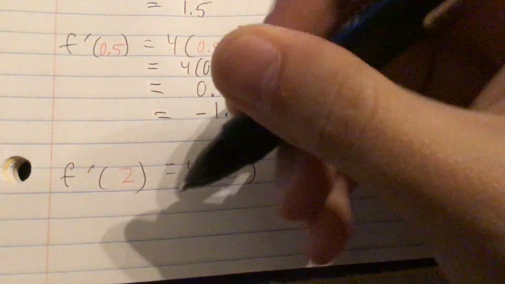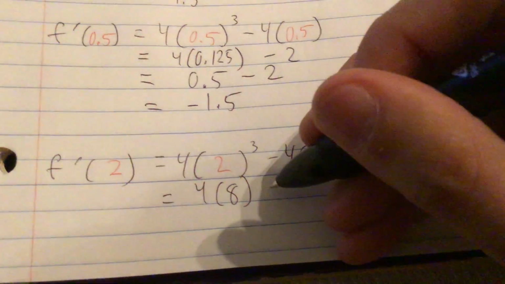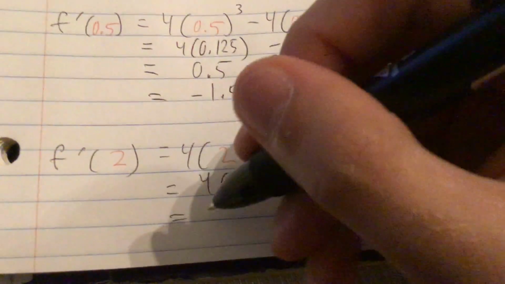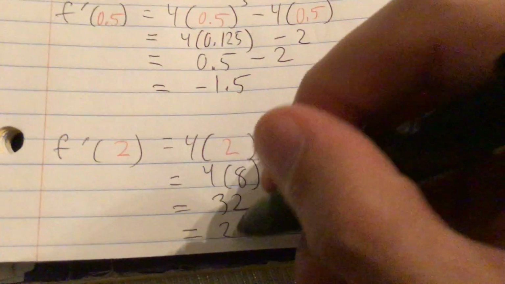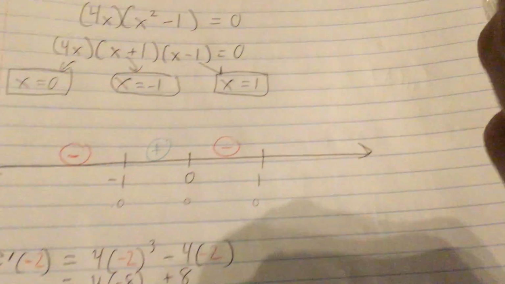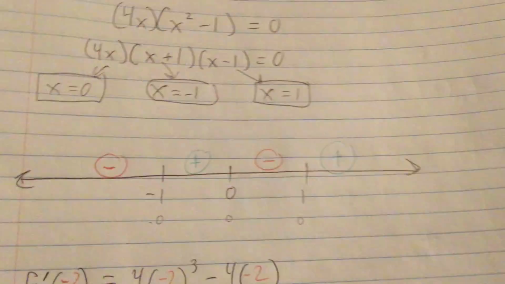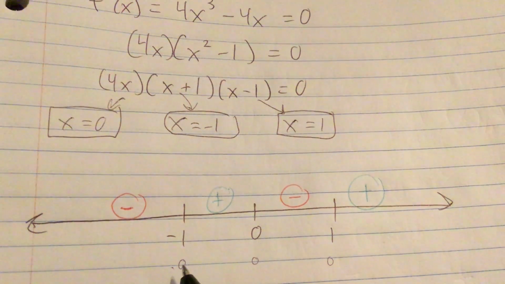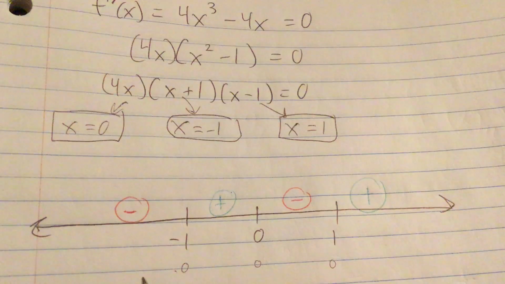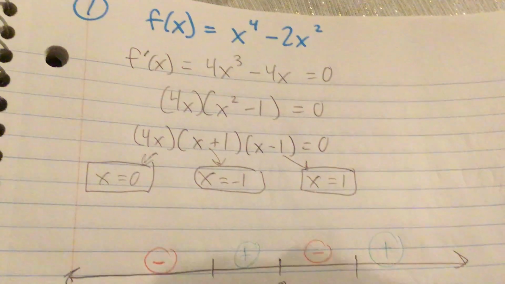So this would be 4 times 8 minus 8. So that'd be 32 minus 8, which would be 24. So let's analyze this for the last time. Okay. Fall, 0, rise. That's the characteristic at x equals negative 1 to be a local minima.